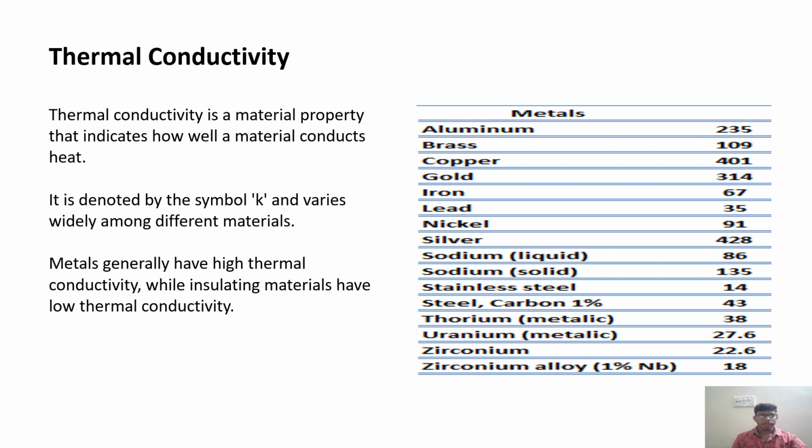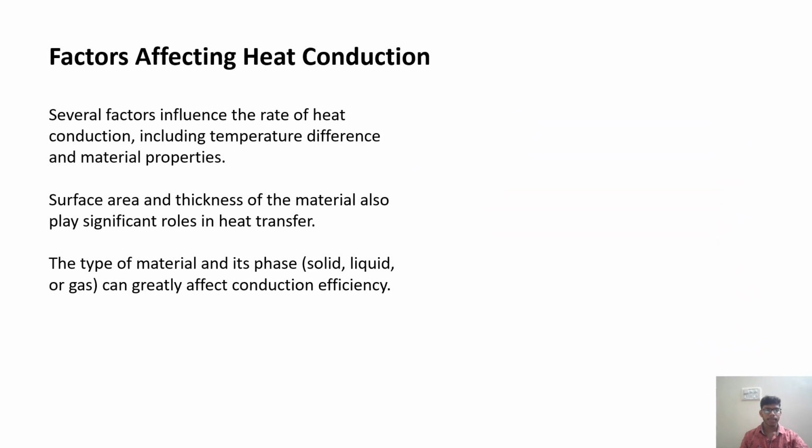Thermal conductivity. Thermal conductivity is a material property that indicates how well a material conducts heat. It is denoted by the symbol K and varies widely among different materials. Metals generally have higher thermal conductivity, while insulating materials have lower thermal conductivity.